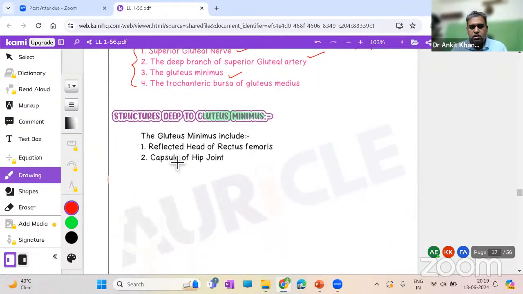Then they ask you about the minimus. Minimus is now deeper. So you are coming close to the joint. Suppose someone asks you, how do you approach the hip joint? Through gluteus maximus. Then obviously you have to retract the maximus, medius, and minimus. Then these are the structures deep to gluteus minimus.